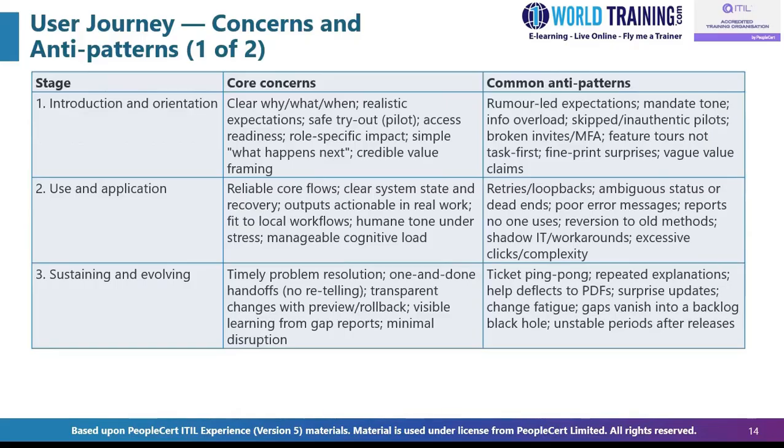Each one maps to a trust dimension. PDF deflection is a benevolence failure because it signals the system does not actually care about the user's specific situation. Feedback black holes and fine print surprises are both integrity failures because something was not honestly or fully communicated.